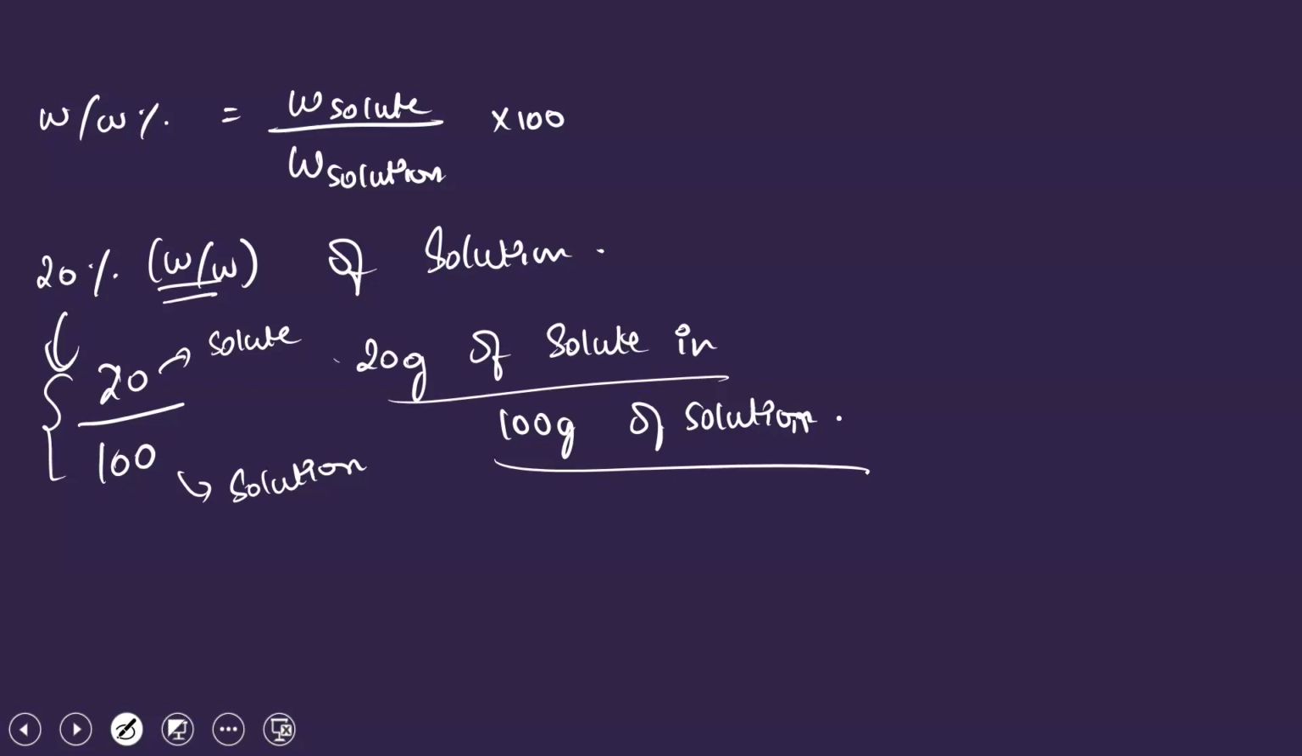Yes, the percentage is already there. From it, how am I going to grab the needed detail, that is how we should see it. Just 20% weight by weight. Okay, percentage is given. What do you understand from it? You understand that if there is 100 gram of solution, it will have 20 gram of solute. If there is 50 gram, then it will have 10 gram. Is that clear? So that is what I understand from this. Shall we go to the next part?